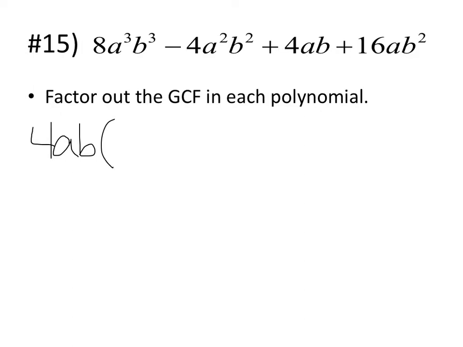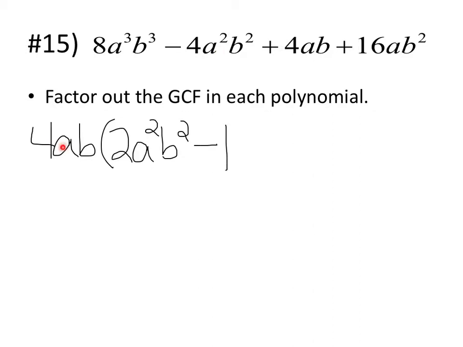So let's break it down piece by piece. 8 divided by 4 is 2. A cubed divided by a is just a squared. Remember, you're just going to subtract the exponents. 3 minus 1 is 2. B cubed divided by b is just b squared. All right, now we've got negative 4 divided by 4 is negative 1.